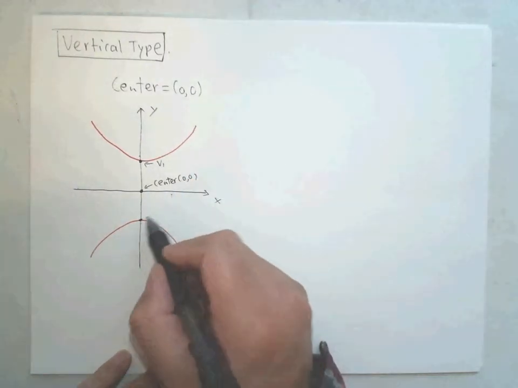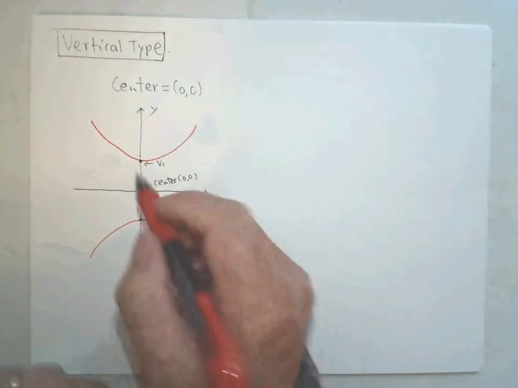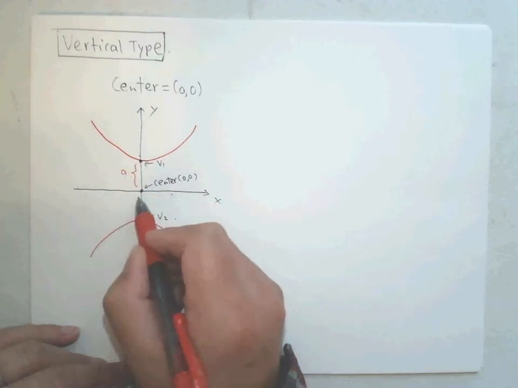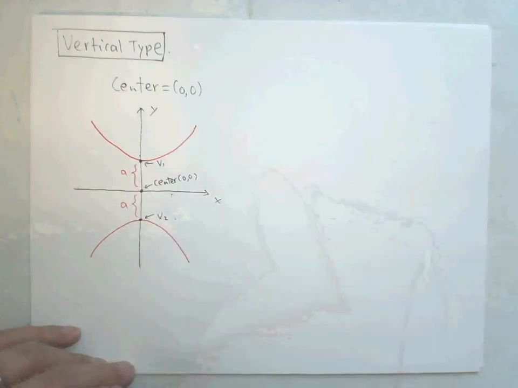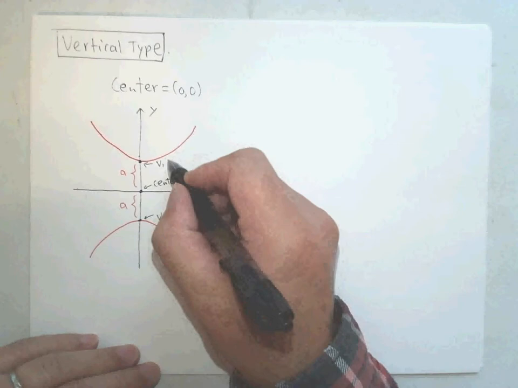Okay, V1 is the vertex, the first vertex. So this is the second vertex, and the definition is the same. Okay, this is the first parameter, which is A. So this is A, meaning the distance from the center to the vertex. So we use the parameter A to describe it.